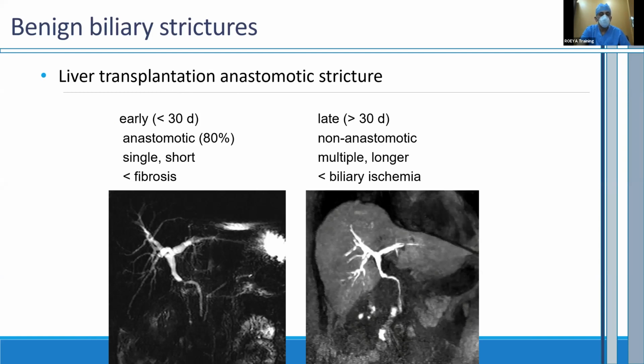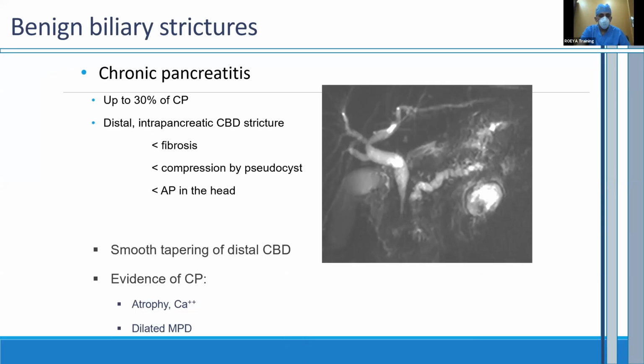So for liver transplantation, you have two types of strictures: either the very early, the short one, where you have the anastomotic stricture, or the other one, the difficult one, most probably in the living related patient due to biliary ischemia. And more in Europe, we have chronic pancreatitis, where you have this very tight, very difficult to treat stricture at the lower end of the common bile duct.